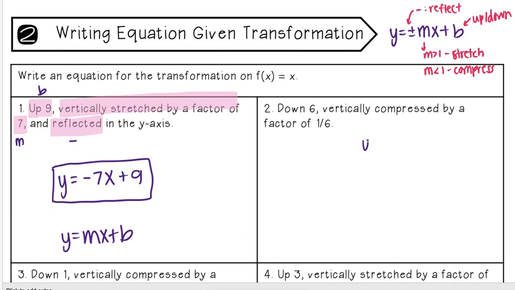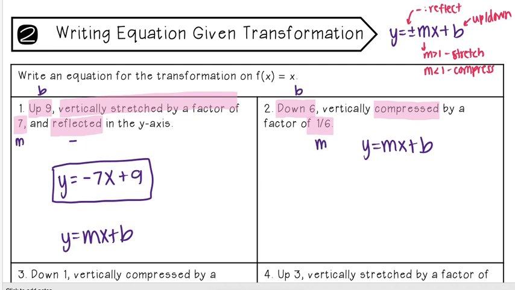Okay, let's try another one. So again, we're looking at y equals mx plus b. Now this one says I'm going down 6. So again, this is my b value. Then it says it's compressed by a factor of 1/6. When it's talking about being compressed, that's talking about its slope. That's saying it's widening out. And so that means that this is my m.